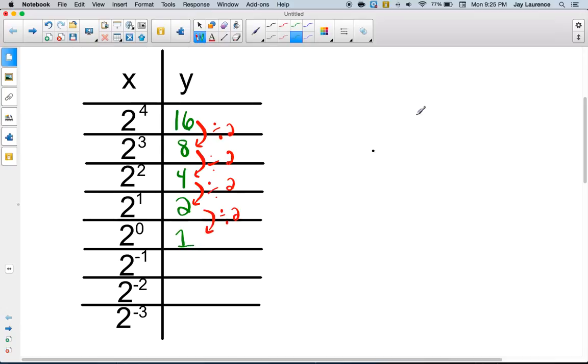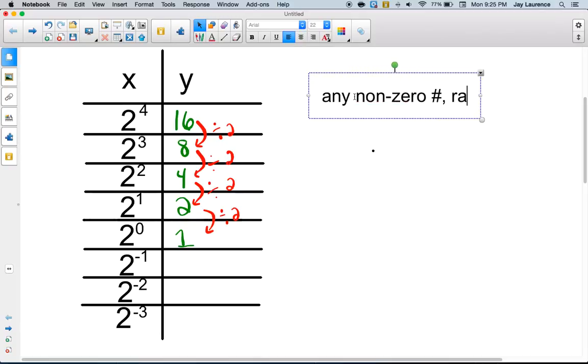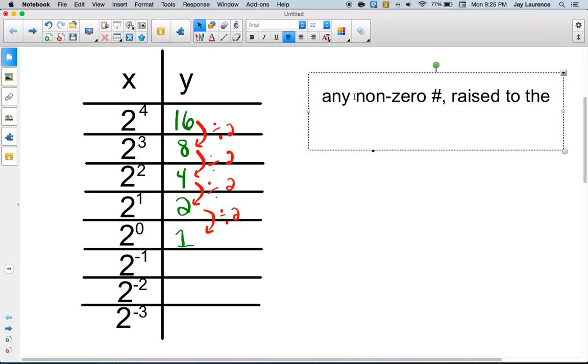In fact, it is true that, hold on here, we're going to want to get this down. I'm going to change the size of the font so that this can fit, okay? So any non-zero number raised to the power 0 equals 1. Yeah, any non-zero number.